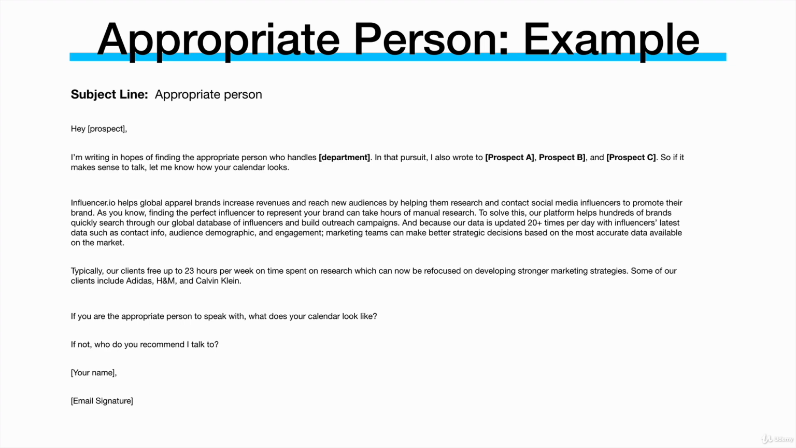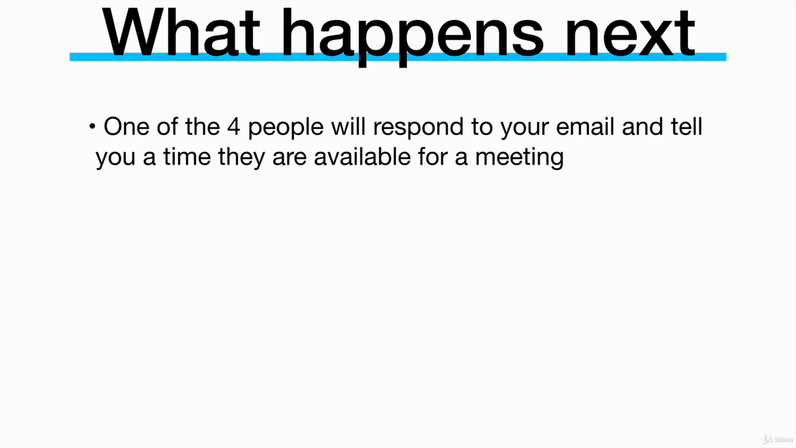So it says, in that pursuit, I also wrote to prospect A, B, and C. Make sure that you actually put their first and last names over there. Okay, so what's going to happen next is one of the 4 people will respond to your email and tell you a time that they are available for a meeting. And so basically, once you get that, your meeting is scheduled.